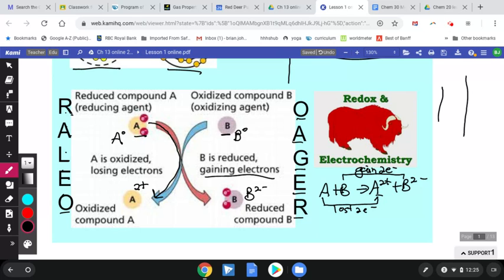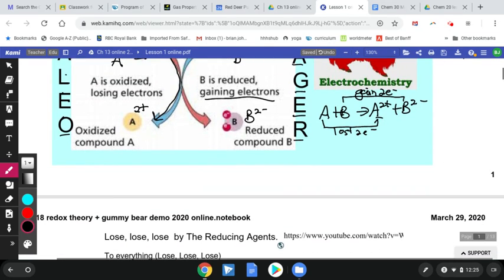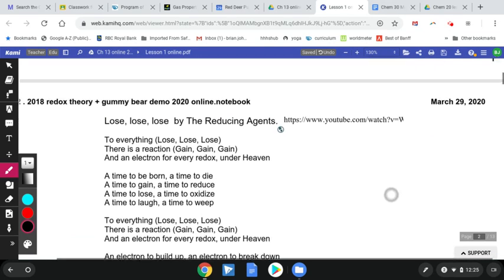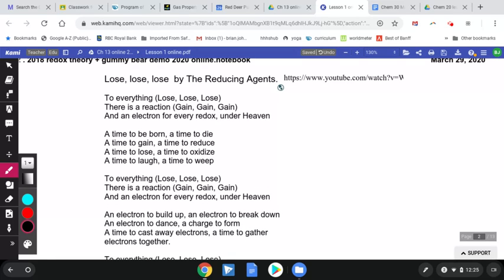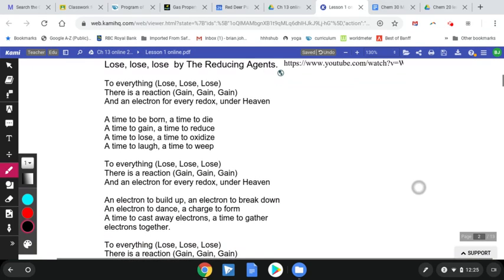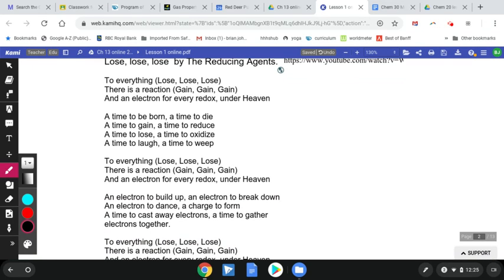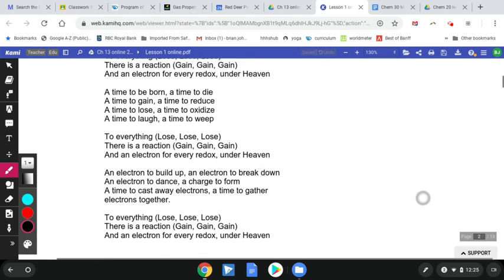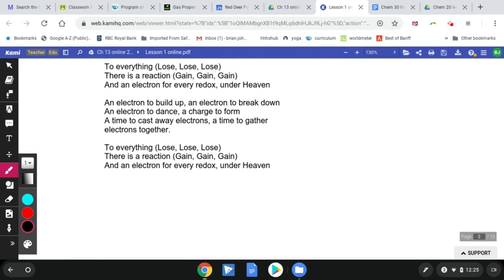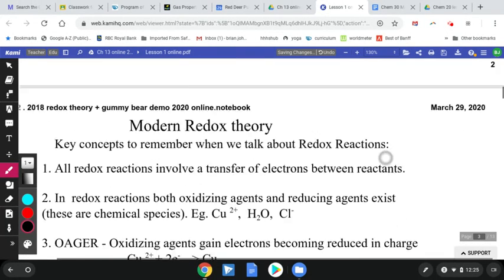Tomorrow, just to give you a little preview, I am going to be giving you my own version of a reduction oxidation song, which I call Lose, Lose, Lose by the Reducing Agents. So I have a copyright on these lyrics, but you're more than welcome to take them and use them, and I'll be sharing that with you at the start of tomorrow's lesson. Something to get really excited about. All right, here we go.